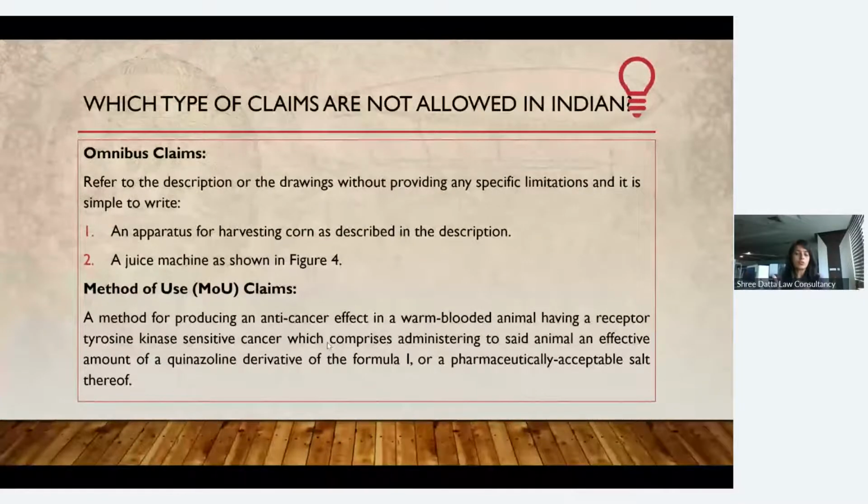Second is "a chute machine as shown in Figure 4." What parts are there, how the parts are connected, from which material the parts are prepared, nothing is given in the claims. So these types of claims are not allowed as per Indian patent law.